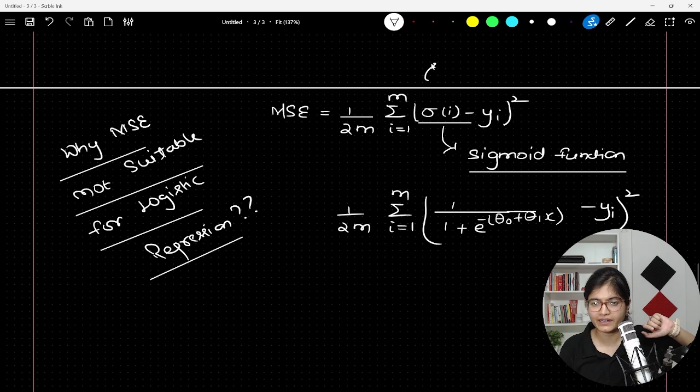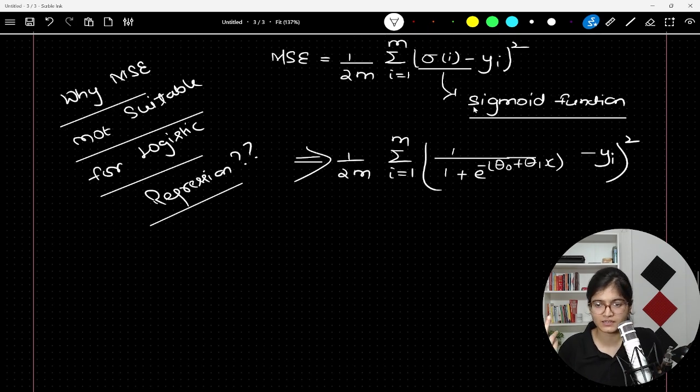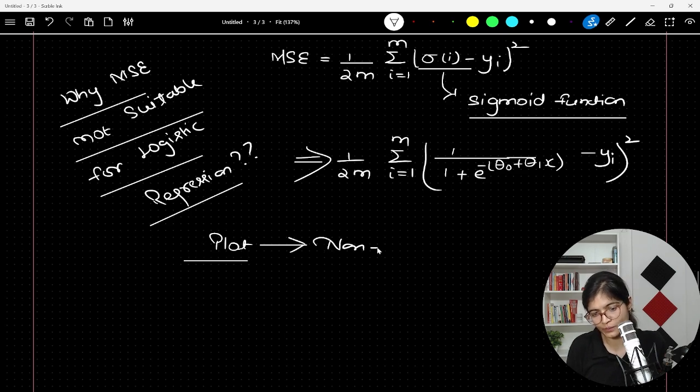The only difference is that in linear regression we directly write it as theta 0 plus theta 1x, or you can say mx plus c, one and the same thing. I'm again repeating, both of them are the same equations. In this case, we are not directly writing this line, we're using a sigmoid function. That's the only difference. Now, if you try to solve this derivation, just like I have done in the previous part of the video, and plot this curve, you will get a non-convex curve.